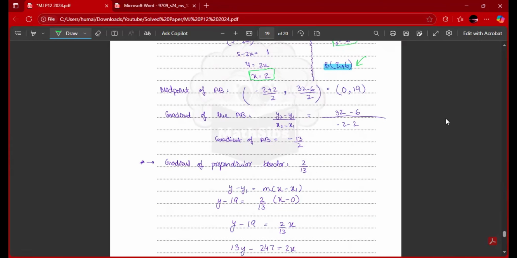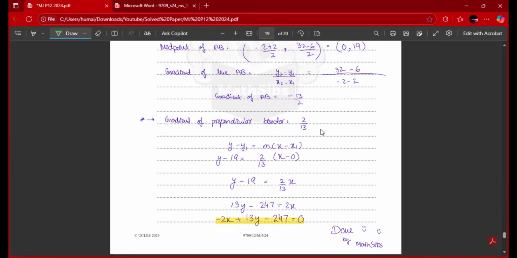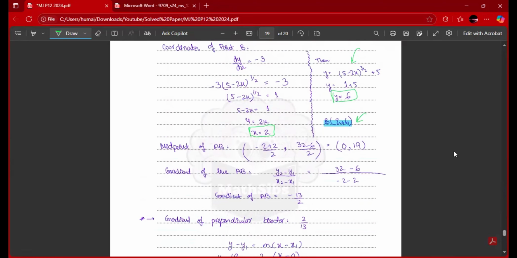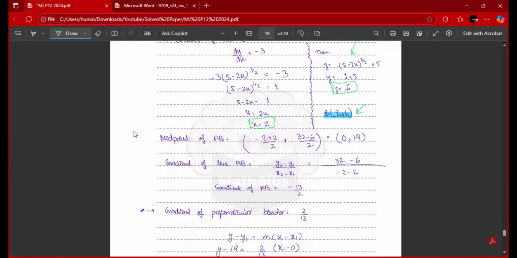Now what is the gradient of the line? We have points A and B. The line is a straight line, so we can find the gradient using y2 minus y1 over x2 minus x1. So we found the gradient as -13 over 2. What is the gradient of the perpendicular bisector? As I told you in the previous 1 or 2 questions above, if this is my line and this is another line, whatever the gradient is of this line, it is the negative reciprocal of the above line.